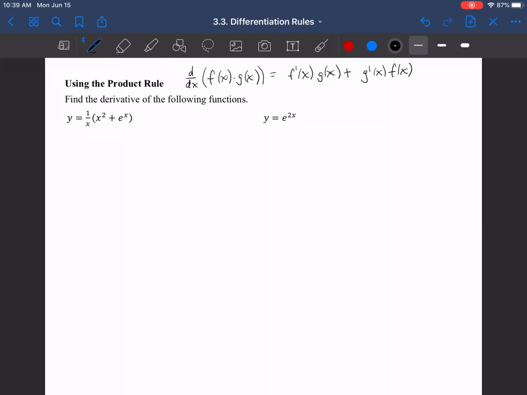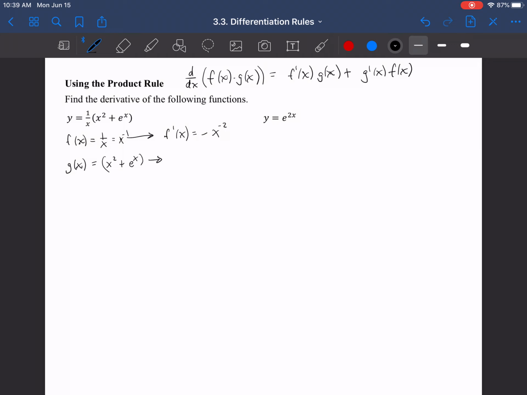So here we go. Let's try this first one. We're going to say that f of x equals 1 over x. When you're first doing these, you're probably going to want to write them out like this, but as you get better at them, you'll probably stop doing this. g of x is x squared plus e to the x. So you look at it and say these are my two functions. For the first one, remember 1 over x is just x to the negative 1, which means we can use the power rule here. We can bring that negative 1 out in front and make it x to the negative 2.